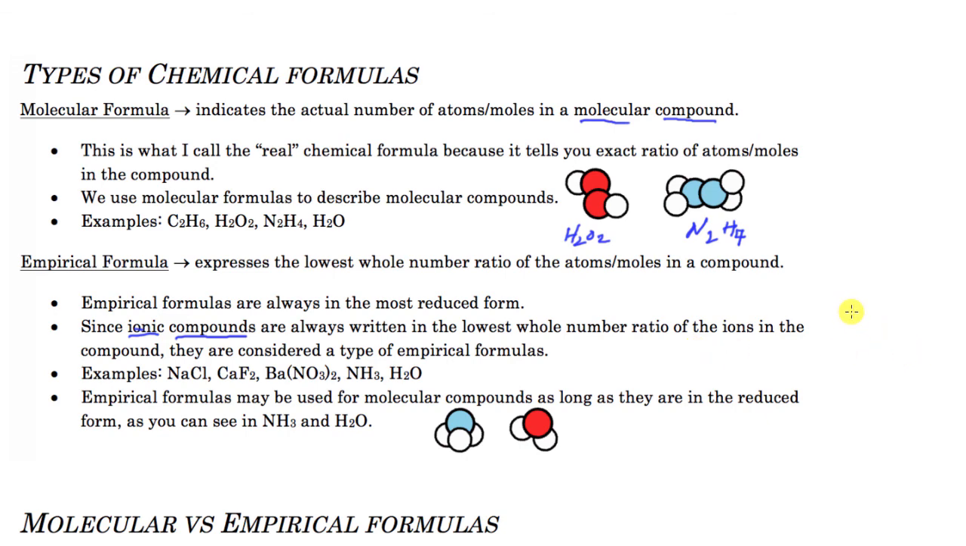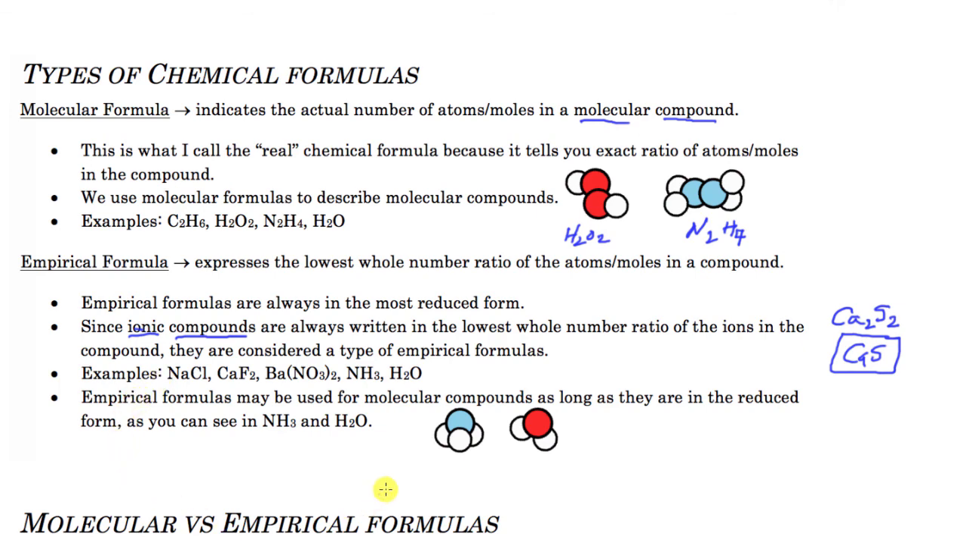So if I have something like calcium with sulfur, and it's a 2 to 2 ratio, we would reduce that down to a 1 to 1 ratio. That would be the empirical formula. There are no molecular formulas for ionic compounds, so they're always going to be written in empirical form.